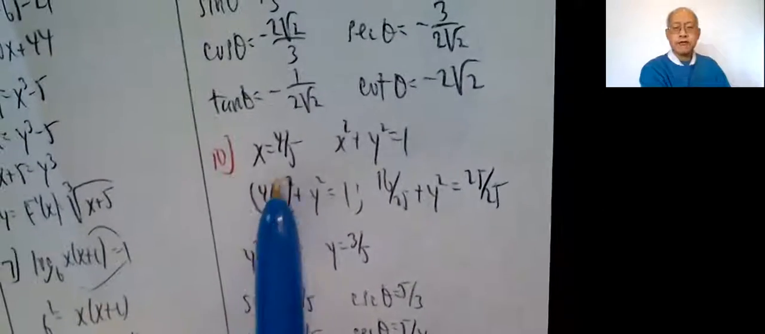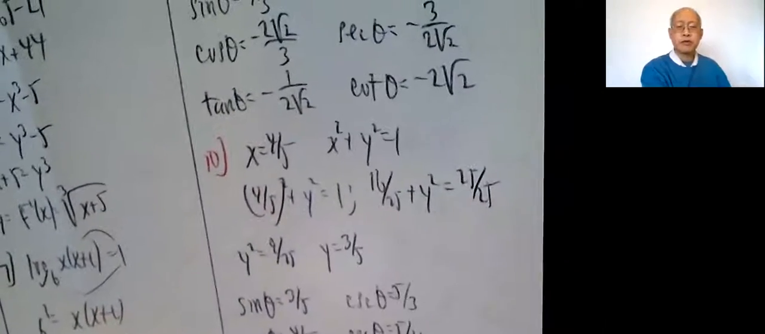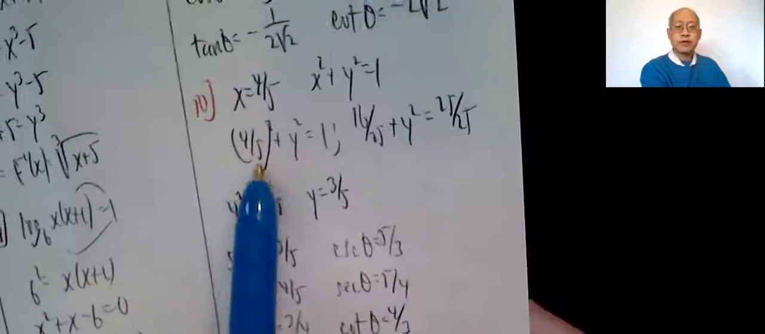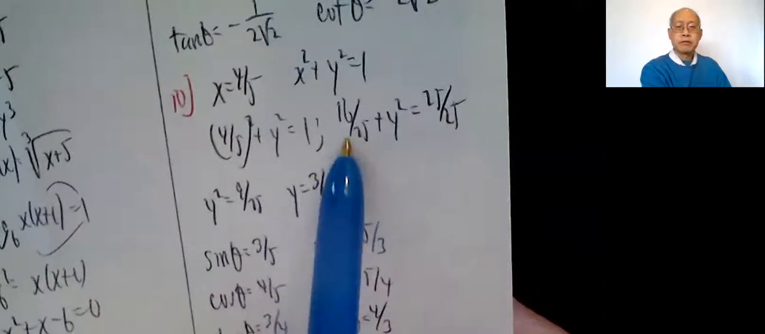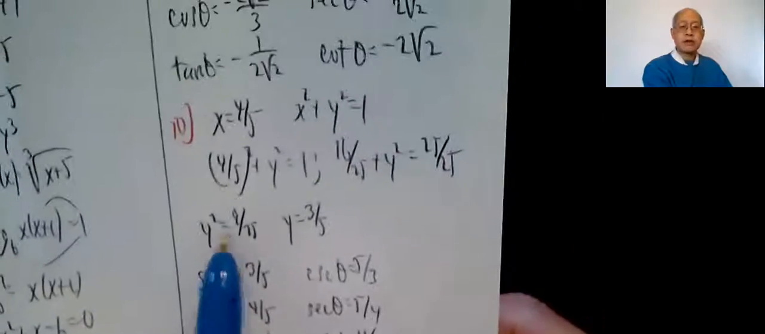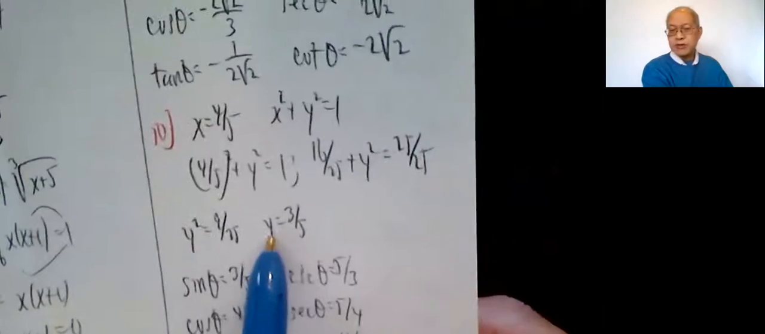Number 10, x is 4/5. X squared plus y squared equals 1, which is really the same thing as sine squared theta plus cosine squared theta equals 1. Plug in 4/5. 4/5 squared is 16 over 25. Plus y squared equals 1 in the form of 25 over 25. Subtract: y squared is 9 over 25. Y is equal to 3/5 because we're told we're in quadrant number 1.